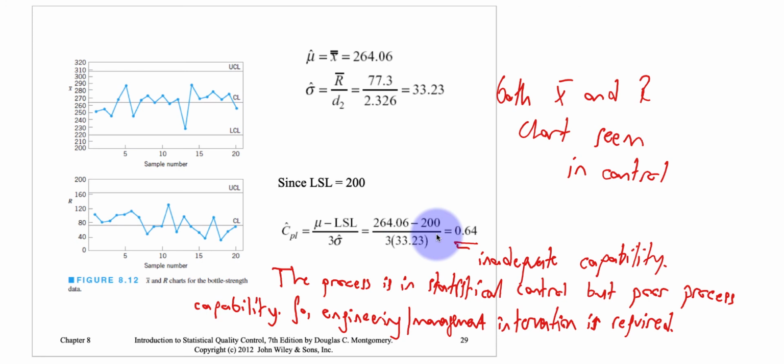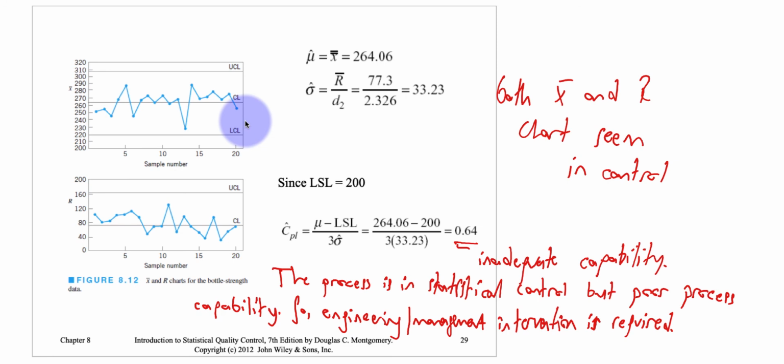Okay, here. And the lower-sided process quality ratio is 0.64. It is not even near 1, at least, and it is not good for us. But when we look at the X-bar control chart and R control chart, they seem under control, right? They seem to be in statistical control, but the process quality ratio is not that good. So the process is in statistical control, but has poor process quality. So engineering management intervention is required for this process because operators cannot do anything at this point, because the X-bar and R control charts are in statistical control. So the operator cannot do anything about it.